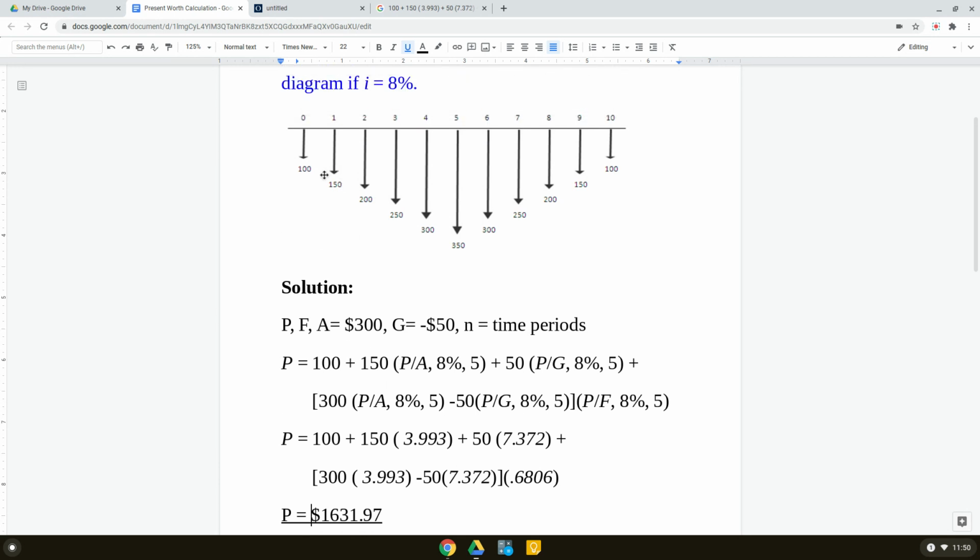And if you see some patterns like A and arithmetic gradient G, then you can apply that to simplify your problem. But if that's too complicated for you, treat each cash flow separately, bring it back to its zero value, and then add them all up at time period 0.